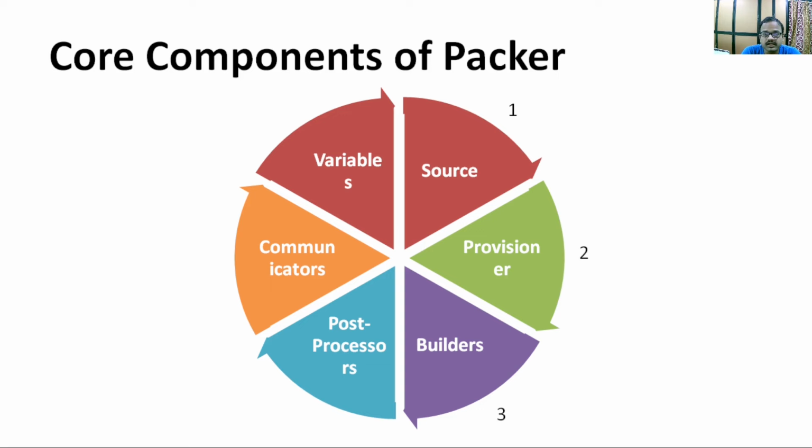This Packer can have multiple builders. That means a base image can be converted into multiple images, golden images, in a single shot. Then after creation of that image, if you want to make any kind of operations, those operations are defined under the post process block. After that, we are going to use communicators to connect with that instance in the target platform. And variables, as I told you, we will use these variables to make the Packer template more user friendly and more reusable. So this is about the core components.